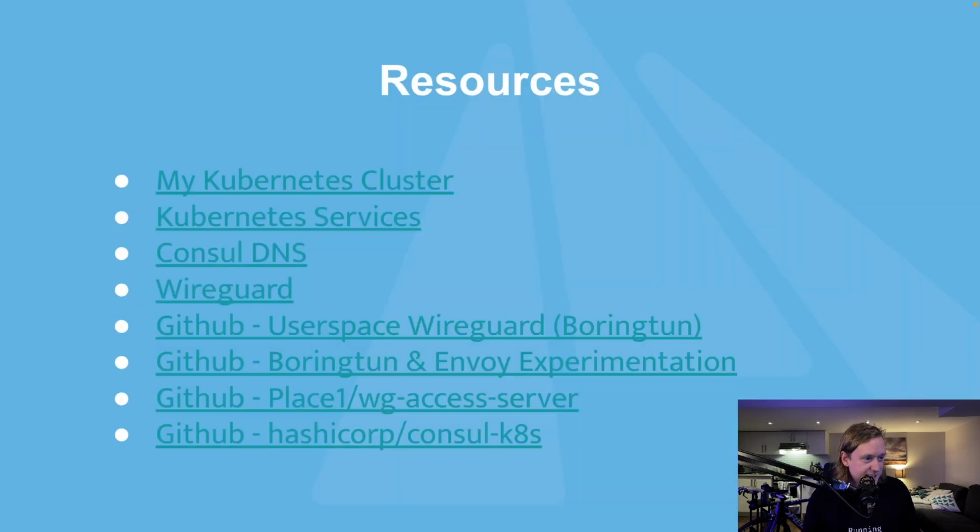But all the resources that I used, so you see the WG access server. If you want to try that out and install that, you can do that. I've also linked the HashiCorp Consul Helm chart, which is what I used when I installed Consul. And then BoringTun, you can see all that. BoringTun is the user space WireGuard. So it's actually basically what the WG access server is. It's installing WireGuard in a user space environment and not a kernel environment. So it allows WireGuard to be run in containers and Docker.